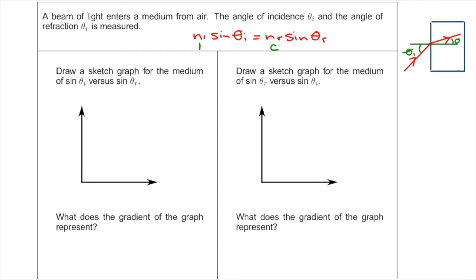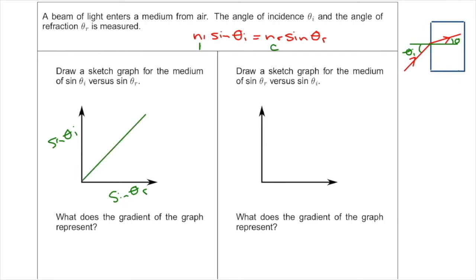So if they are both constant, then you will see that sine theta I is now directly proportional to sine theta R. Now, if they ask us to draw a sketch graph for the medium with sine theta I versus sine theta R, it means I have to put sine theta I on this side and sine theta R on this side, and that will be a straight line through the origin.